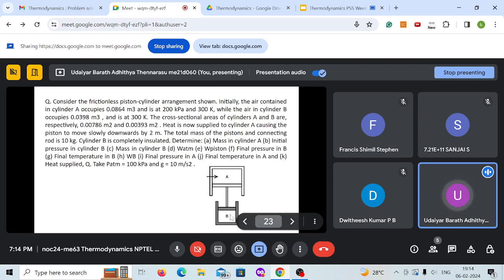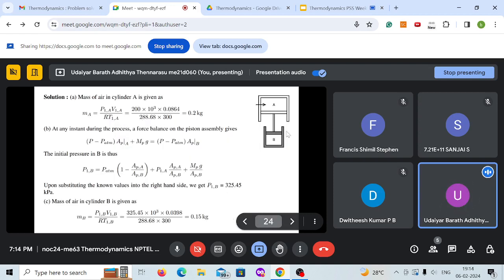For that, we go back to the piston and see what forces are acting on it. You see just the top piston with area A: from inside there is some pressure acting on the piston face, and from the bottom you have atmospheric pressure acting. So the force will be the difference between these two. So P minus P atmosphere, because A is 200 kilopascal and atmosphere is at 100 kilopascal. So pressure A is more, so it will push the piston down. So P minus P atmosphere into area of piston A, plus the mass of the total piston arrangement, which is 10 kg, into g.